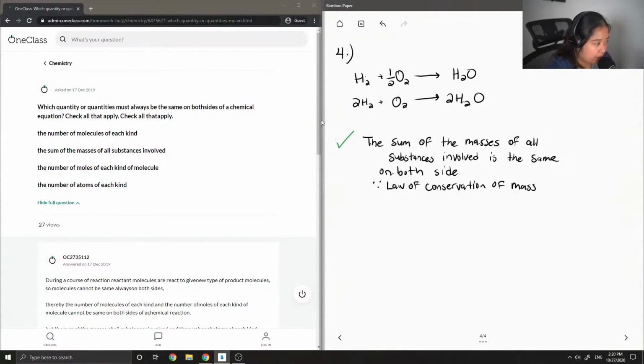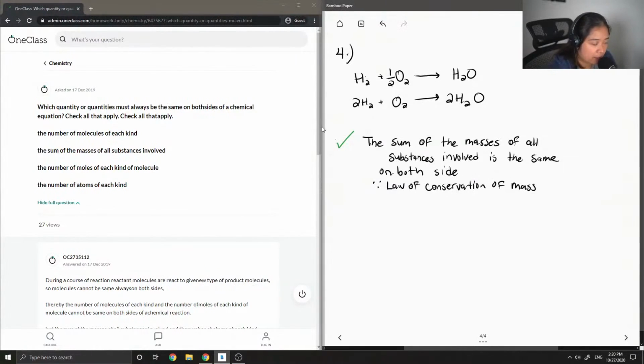The number of moles of each kind of molecule. So that necessarily doesn't need to be the same, since if you're to calculate the moles of each molecule, since they all have different molar masses, all of these values of moles will be different. So it's not the third one, but the number of atoms of each kind needs to be the same on both sides.